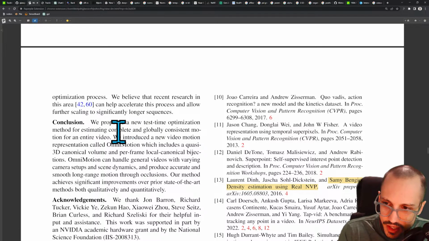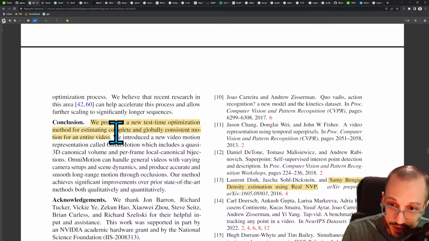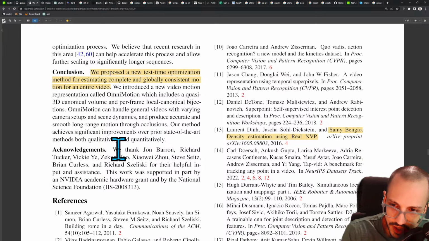We propose a new test time optimization method for estimating complete and globally consistent motion for an entire video. I feel like they're not talking about the fact that it needs to be initialized with an already existing set of pairwise correspondences. It includes a quasi-3D canonical volume and per-frame local canonical bijections. OmniMotion can handle general videos with varying camera setups and scene dynamics and produce accurate and smooth long-range motions through occlusion. Our method achieves significant improvements over prior state-of-the-art methods, both qualitatively and quantitatively.